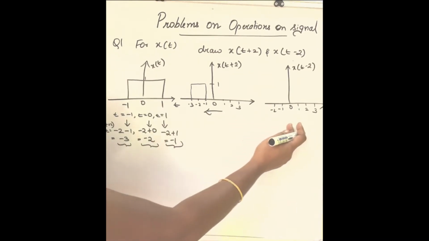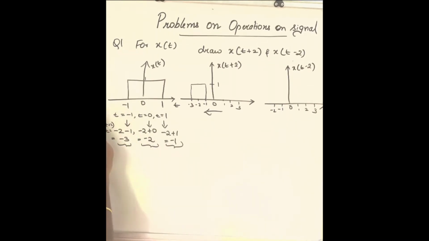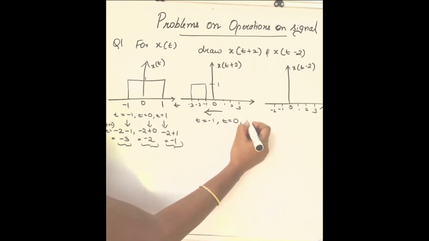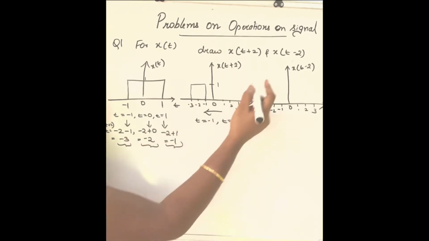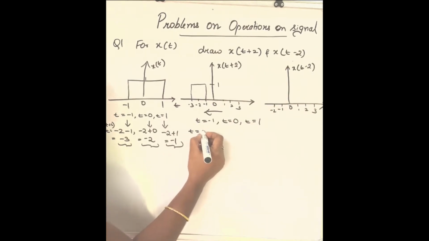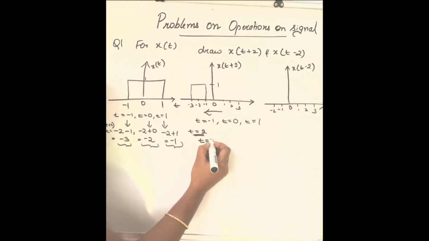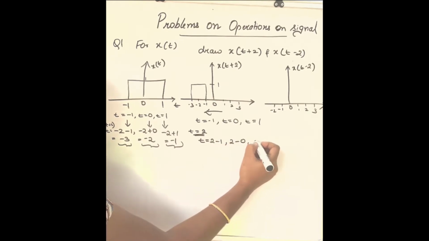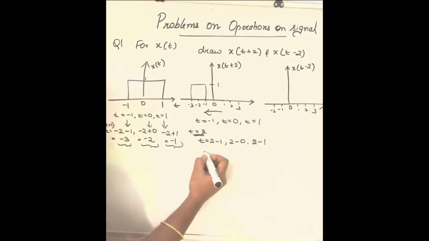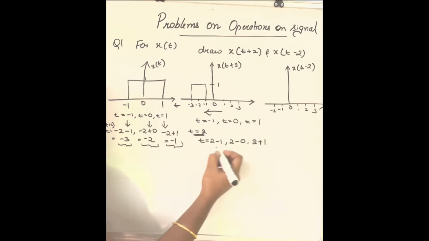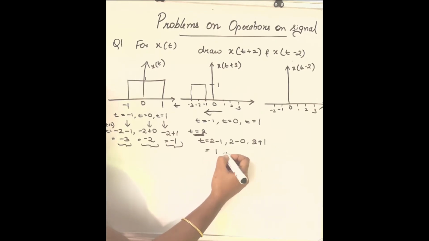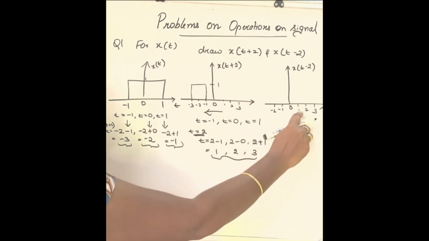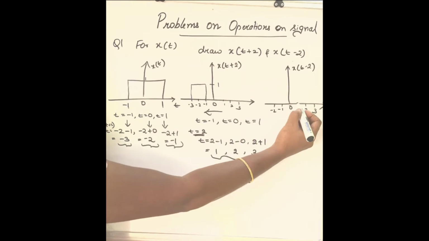In the next problem, you are asked to do t minus 2. For the same thing, you write t equal to minus 1, t equal to 0 and t equal to 1. Again, here t is equal to 2. So for the new instances, it is 2 minus 1, 2 minus 0, 2 plus 1. So this will be 1, 2 and 3. So these are the new instances: 1, 2, 3. The amplitude is saved.